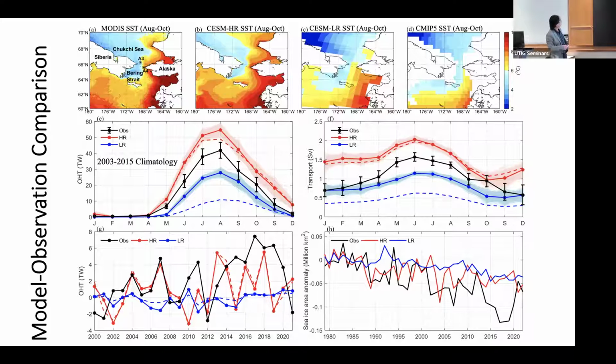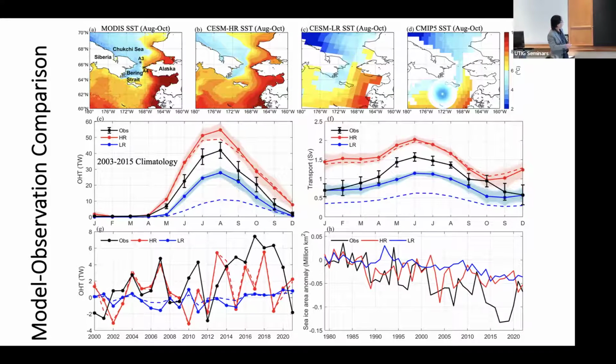data-model comparisons here. The top panel is showing the SSTs in the summer season. The top left is the MODIS SST, which is a satellite product, right? Next to it is the high resolution simulation, and then we have the low resolution version of the simulation, and we have the CMIP5 simulation. You can see that there's a very strong temperature gradient across the Bering Strait, which is captured by the high resolution model, right? And the low resolution model gives a very poor representation of that temperature gradient, right?